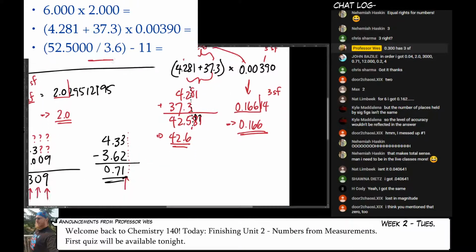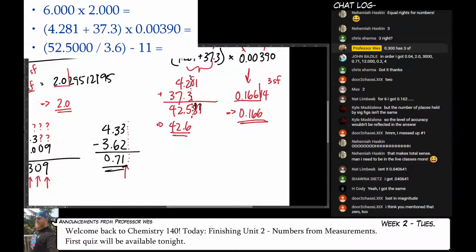All right, the last problem is 52.5000 over 3.6 minus 11. All right, what operation do we do first? We're going to do division, which means I need to worry about sig figs. So this guy has 6. That's the worst number ever. There we go. That's better. 6 sig figs. This guy has 2 sig figs. So that means that the answer of this coming out should have 2 sig figs.